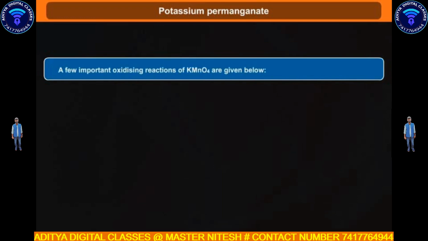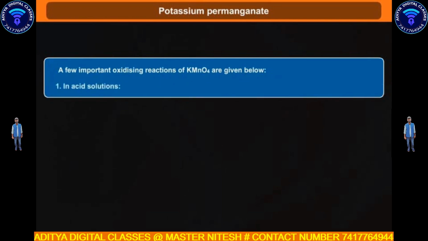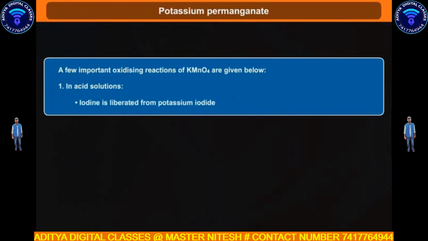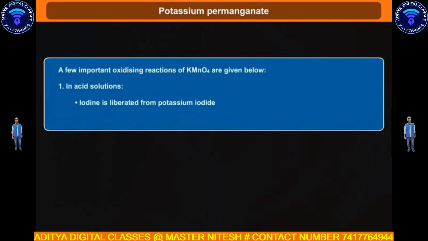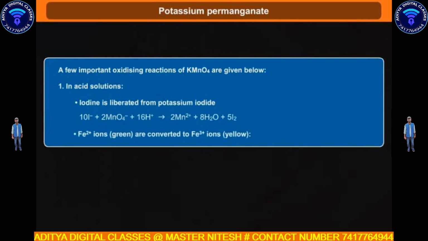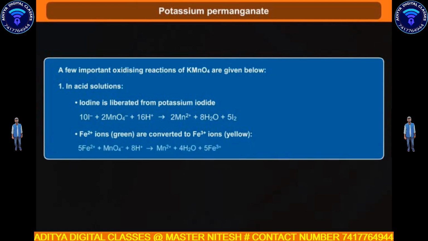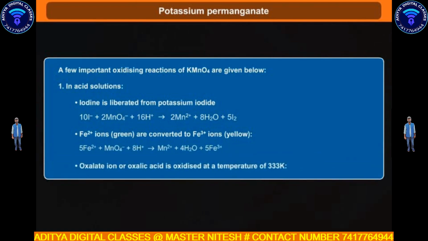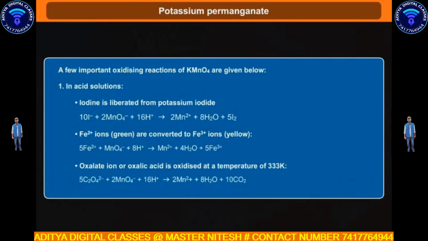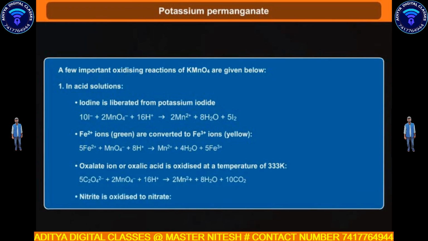A few important oxidizing reactions of KMnO4 are given below. First, in acid solutions, iodine is liberated from potassium iodide. Fe2+ ions of green color are converted to Fe3+ of yellow color. Oxalate ion or oxalic acid is oxidized at a temperature of 333 Kelvin. Nitrite is oxidized to nitrate.